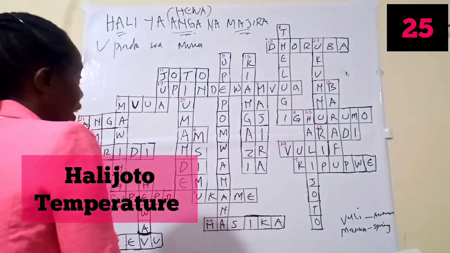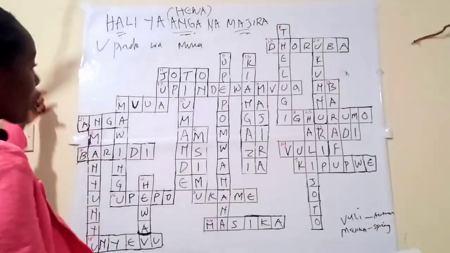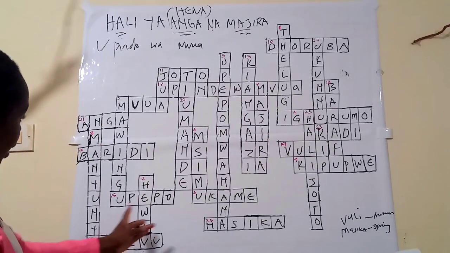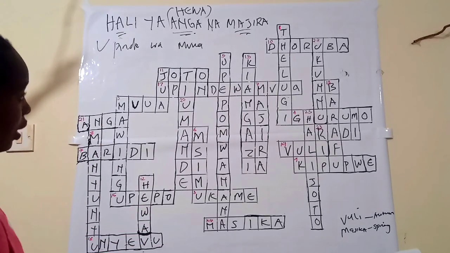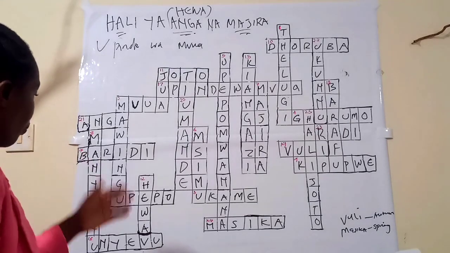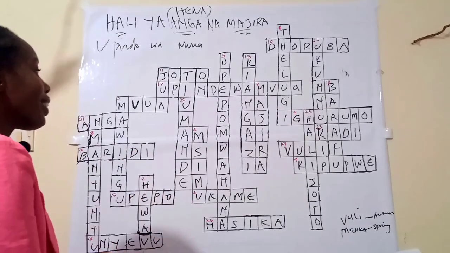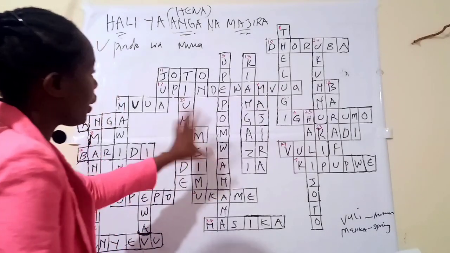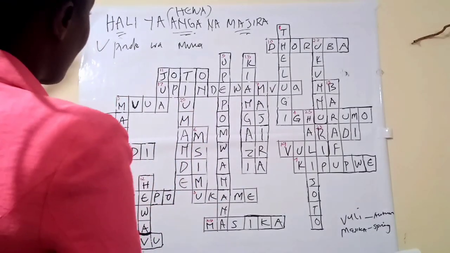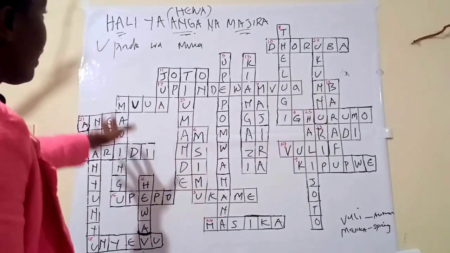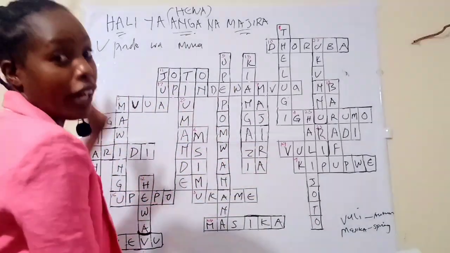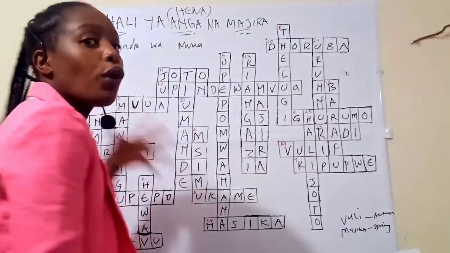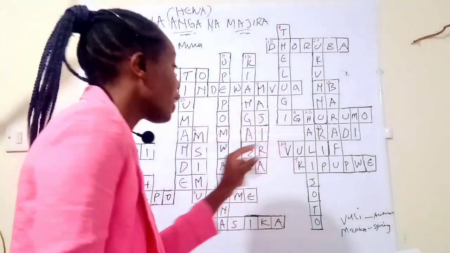Okay. I think we've completed our crossword puzzle, have we? Yeah? Everything is filled. Apart from small errors, I think it's pretty clear. So these are words that you will find about weather. There are still so many words. And if you know other words on weather, kindly comment down below.